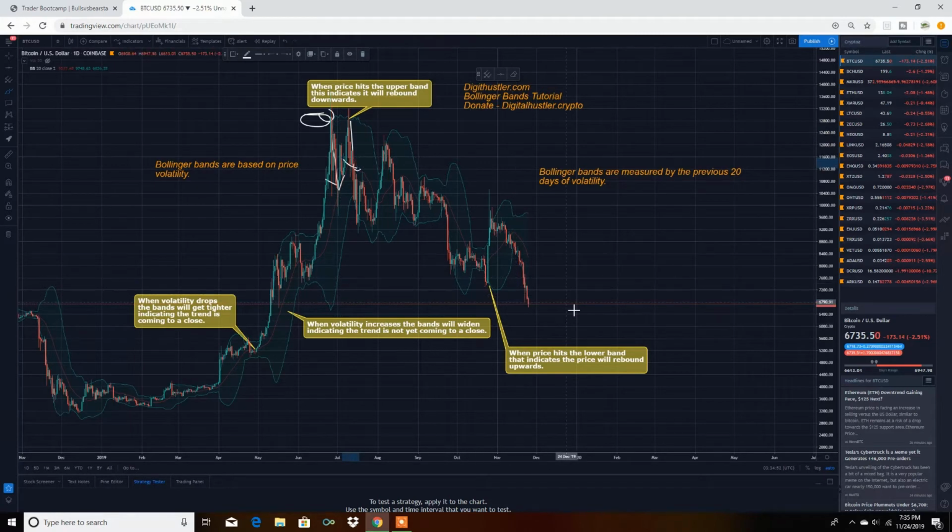Now, if you look on the bottom right, you'll see a circle right here. We see the price hits the lower band. When the price hits the lower band, that indicates the price will rebound upwards, as it did right here. We also see it right here to the left of it. The price action hit the lower band and rebounded upwards. It doesn't mean it's going to happen every time, but it's typically the case most of the time.